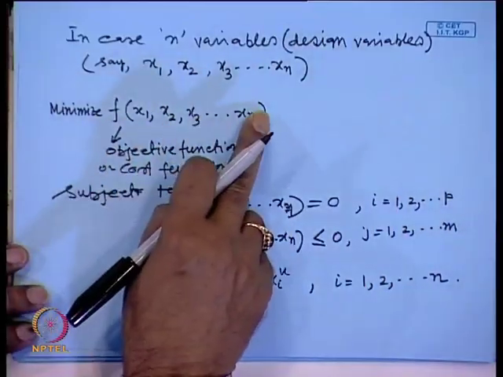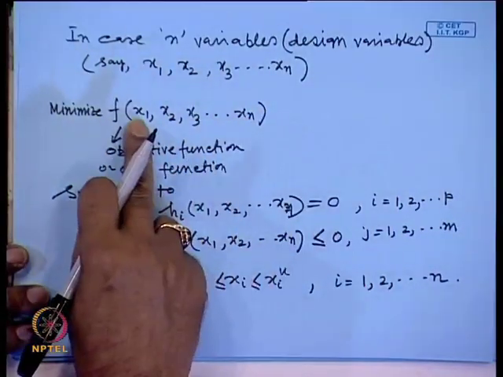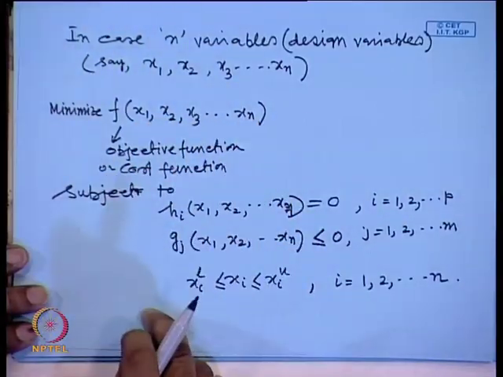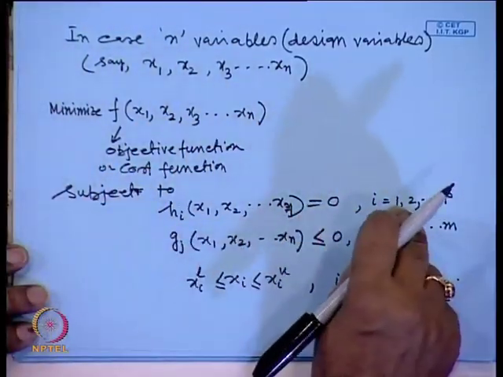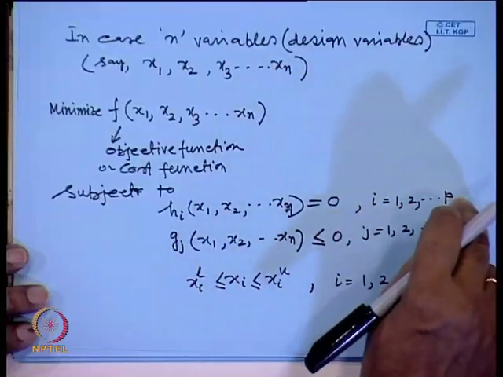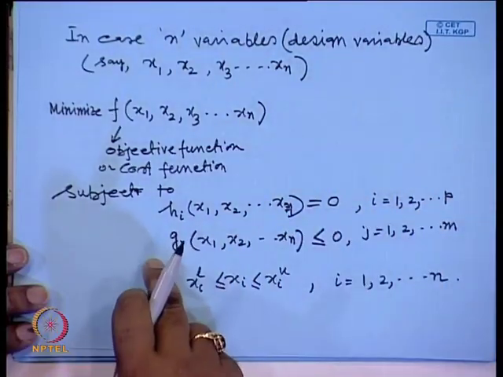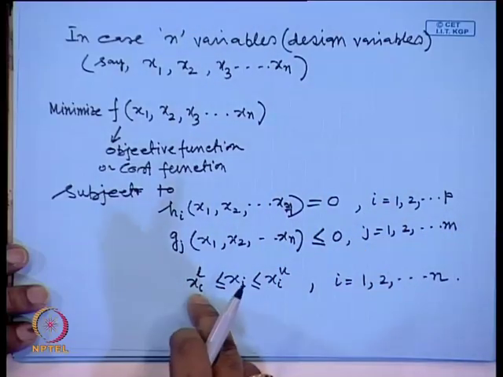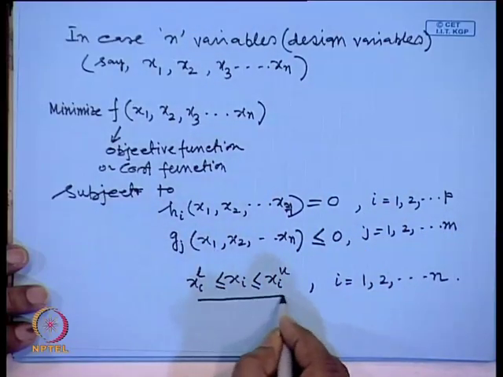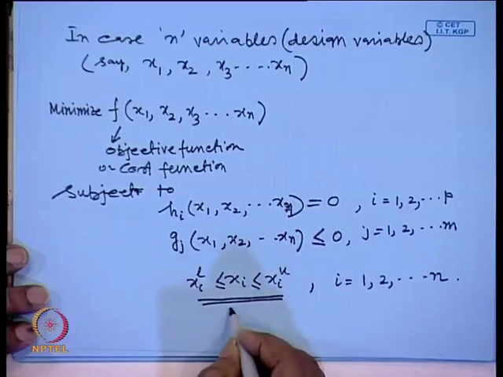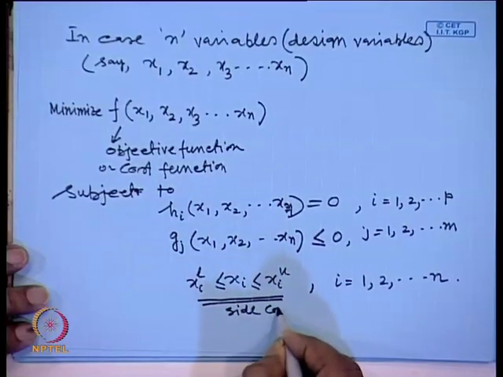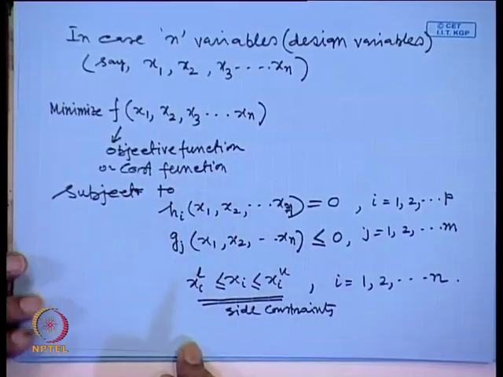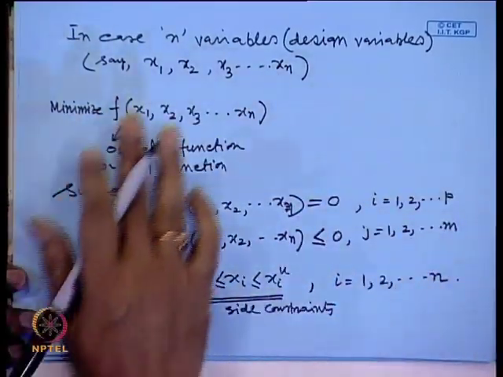We have an objective function which is a scalar and which is a function of n design variables x1, x2, dot dot xn, subject to equality constraints. How many equality constraints are there? P constraints. And how many inequality constraints are there? There are m inequality constraints, and these constraints are called side constraints. So, this is our statement of the problem in general.